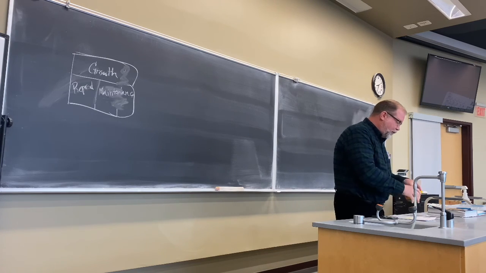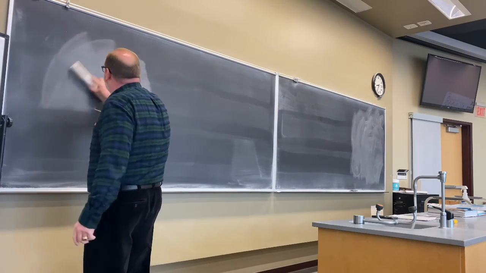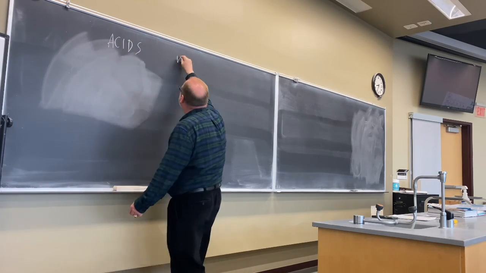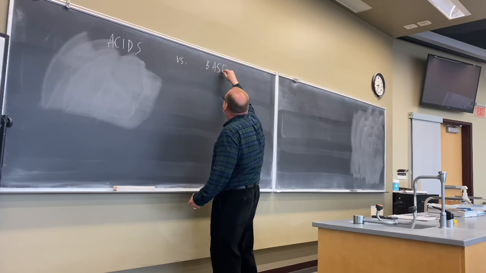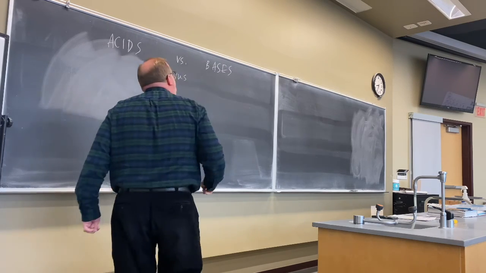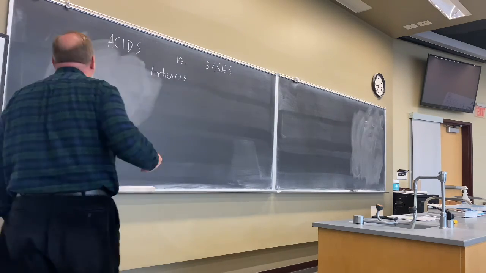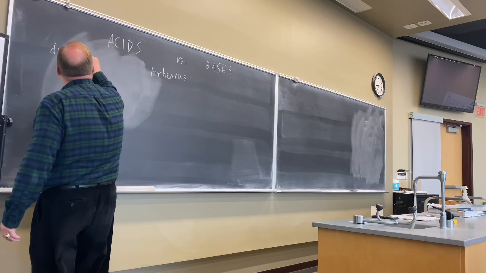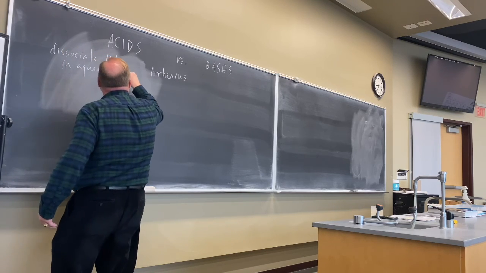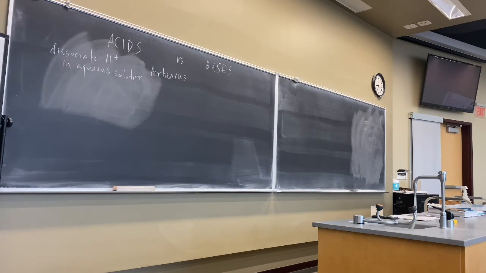And so far we've defined what's called the Arrhenius definition. In the Arrhenius definition, acids dissociate a proton when they are dissolved in water. A base will dissociate hydroxide when dissolved in water.